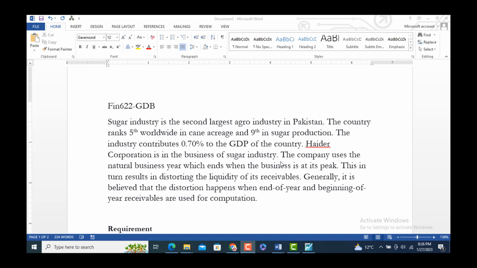The company uses the natural business year which ends when the business is at its peak. This in turn results in distorting the liquidity of its receivable. Generally, it is believed that the distortion happens when end of the year and beginning of the year receivables are used for computation.